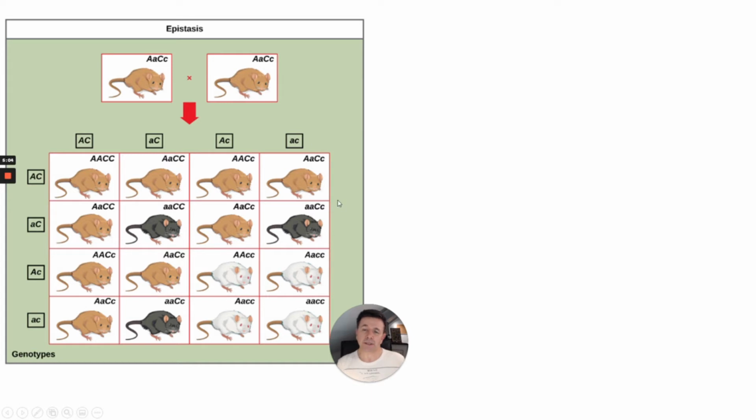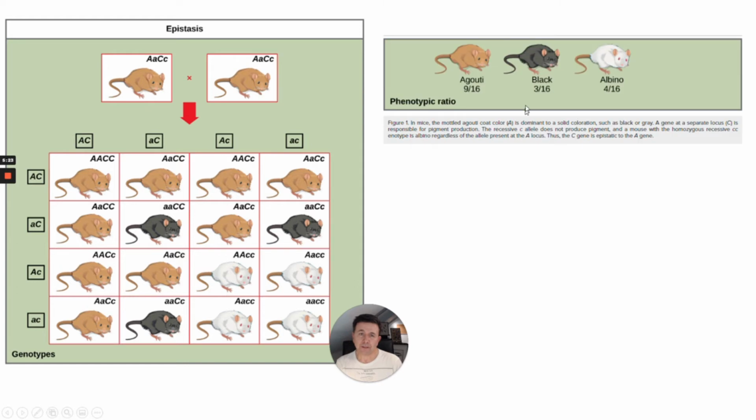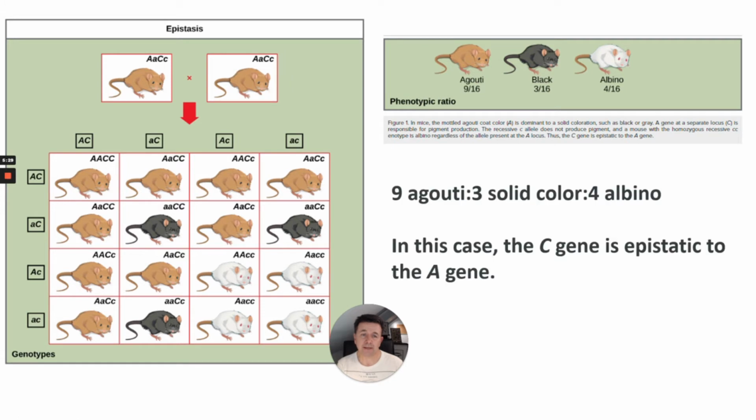And then you need to work out the phenotypes. You can see the phenotypes there. We've actually got 9 agouti. I'm just counting them. Yeah, 9 agouti. We've got 3 black and we have 4 albino. So the phenotypic ratio would be 9 to 3 to 4. So 9 agouti, 3 solid colour, 4 albino. In this case, we know that the C gene is epistatic to the A gene, so the A gene is masked by it.